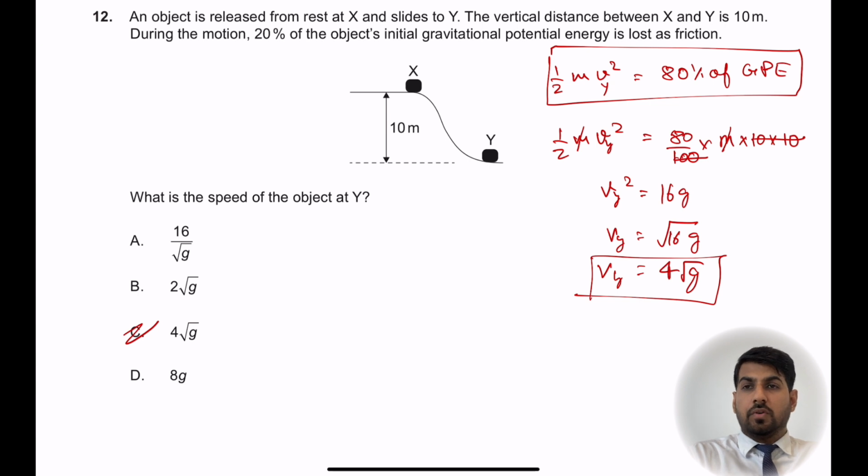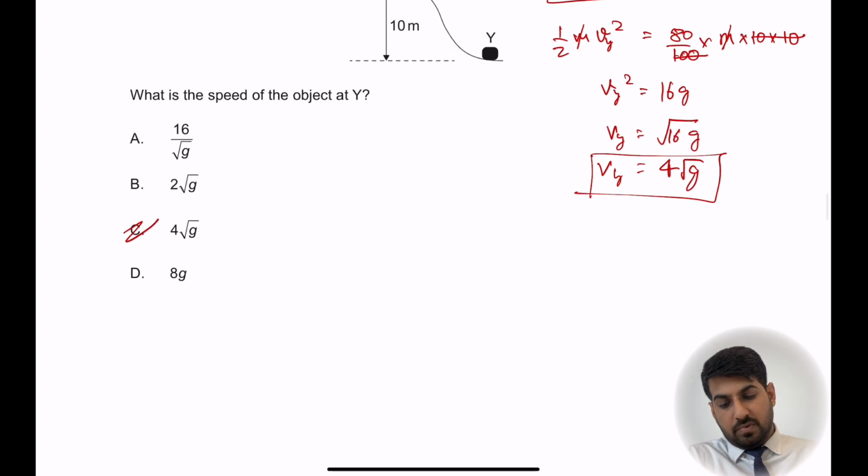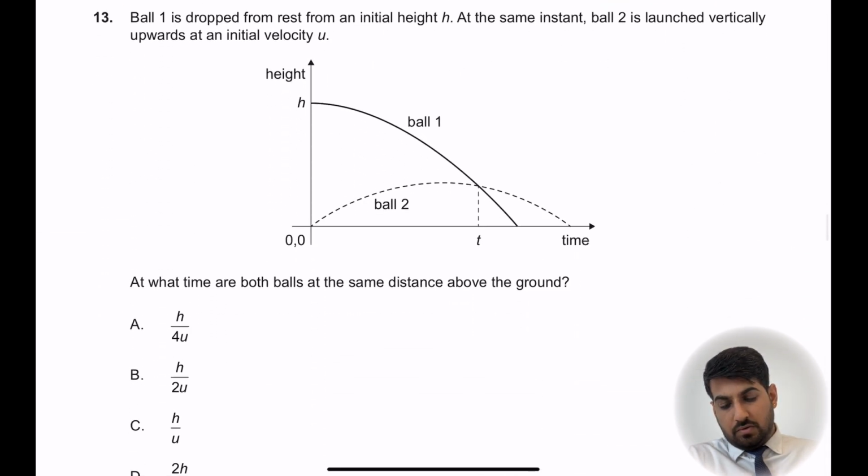I hope you got a better understanding. Just simply read the question. Now question number 13. A ball 1 is dropped from rest at an initial height of h. At the same instant, ball 2 is launched vertically upward with an initial velocity u. At what time are both the balls at the same distance above the ground?